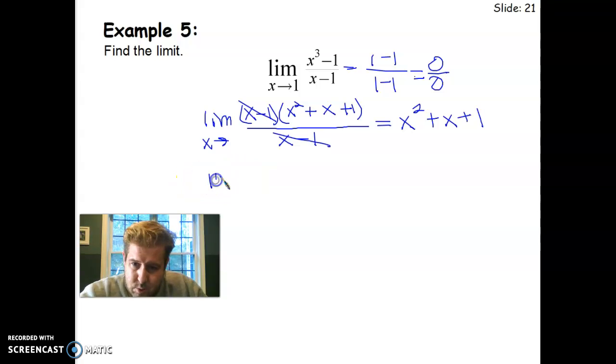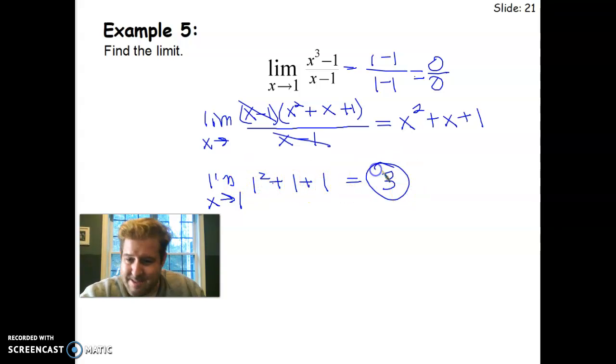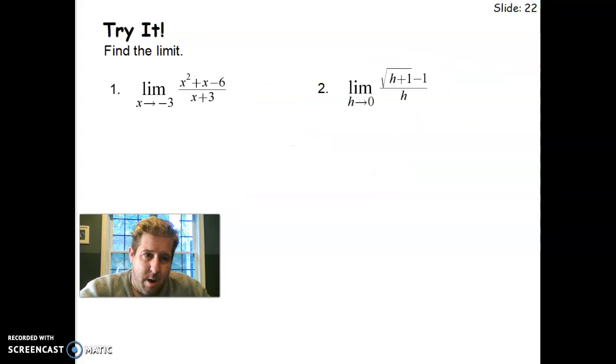Now I'm ready to substitute, and as x is approaching 1, that's 1 squared plus 1 plus 1, which makes 3. 3 is our answer there. All right, so basically these questions, I'm not going to solve all of these. Oh, you know what? I think I will.